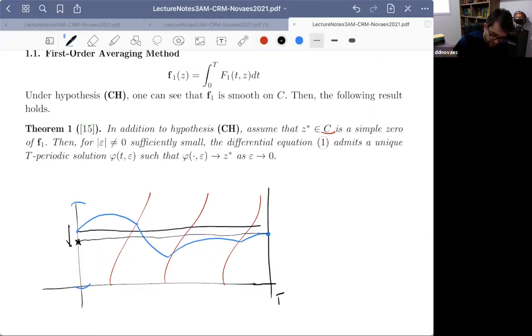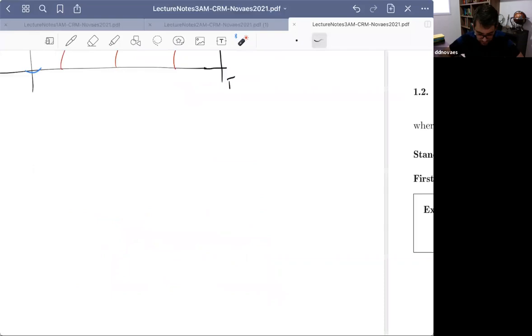Here we can define the displacement function of this differential equation, and then work with the expansion of this displacement function in power series of epsilon and define the bifurcation functions. And we see that the first order bifurcation function coincides with the average of F1. Okay, so this is the idea. We'll explore this idea in a more general context.